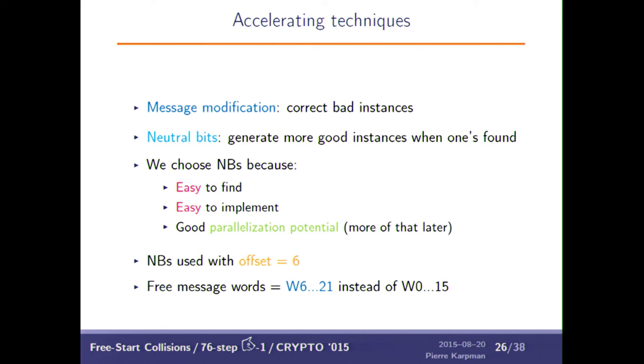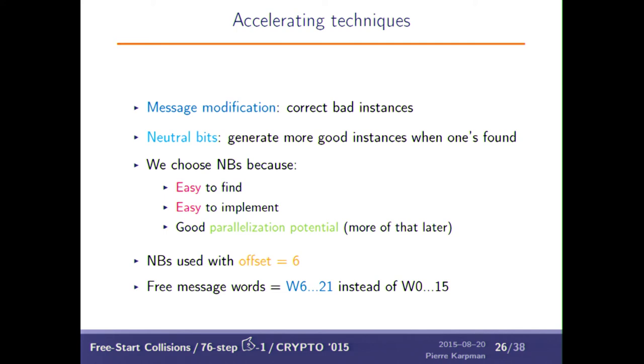And then you know that if I have something valid up to this step, I'm going to change one bit up, and it's going to give me an entirely different value here, but I know that it's also very likely to follow the differential path. So I can multiply good instances, and it's going to make things much faster than just a straightforward search. We chose to use neutral bits because they're easy to deal with, and especially they're quite easy to implement on GPUs in the end.